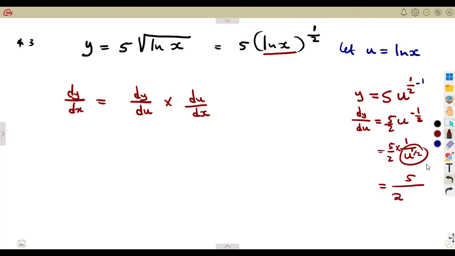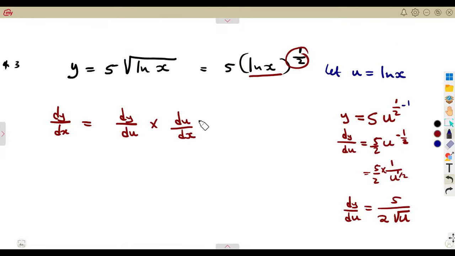What does u to the exponent of a half mean? To the exponent of a half was taken from the square root. So it means the square root of u. So you can leave it like that. This is the derivative of y with respect to what? To u. On this other end, remember you will need that of u with respect to x.